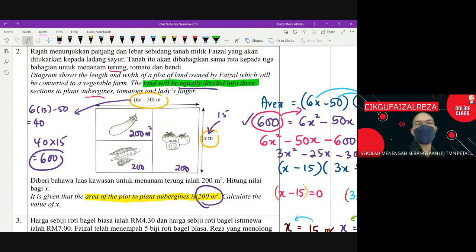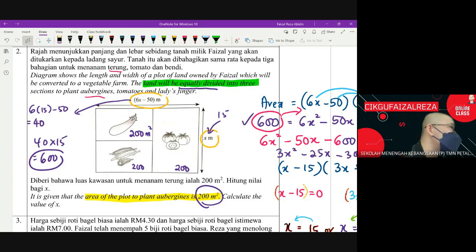Why again is it equal to 600? Because we have to find the total land area, which is not given in our question. But it stated that the land will be divided into 3. The one area given there is for our aubergines, only 200. So if you want to find the total area of the land, you times by 3. That's why 200 times by 3, you get 600.